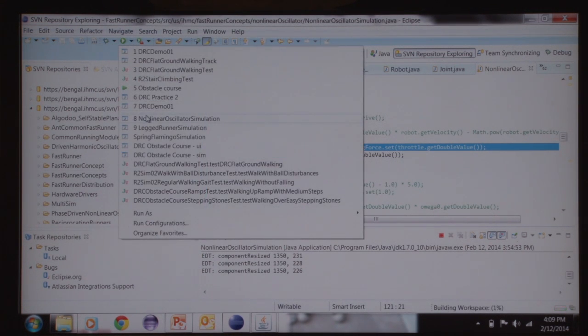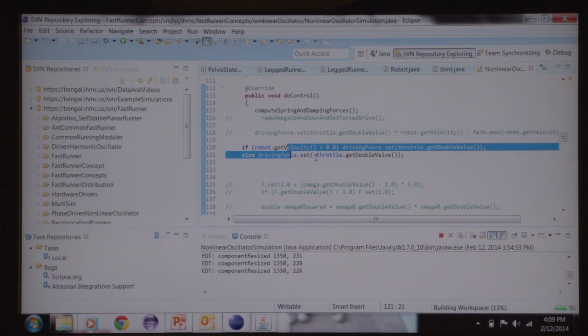So one way to think of it is your max torque limit on your actuator, or your max force limit. If it's positive, just go to the positive limit. If it's negative, just go to the negative limit. And that would be the variable called throttle here.